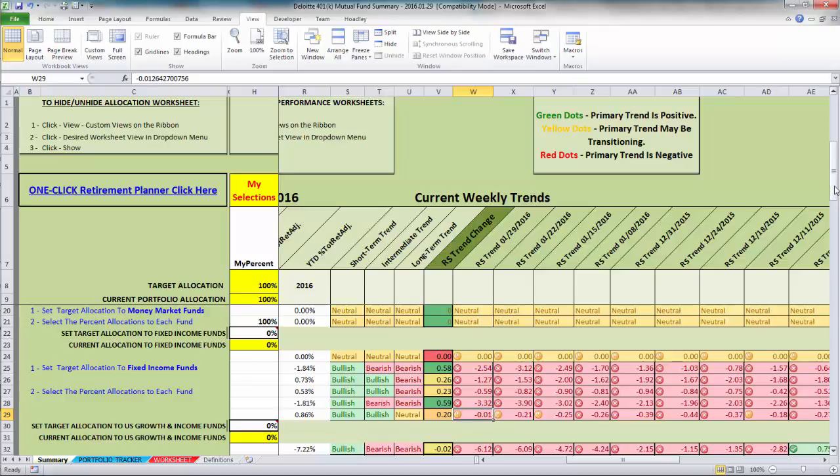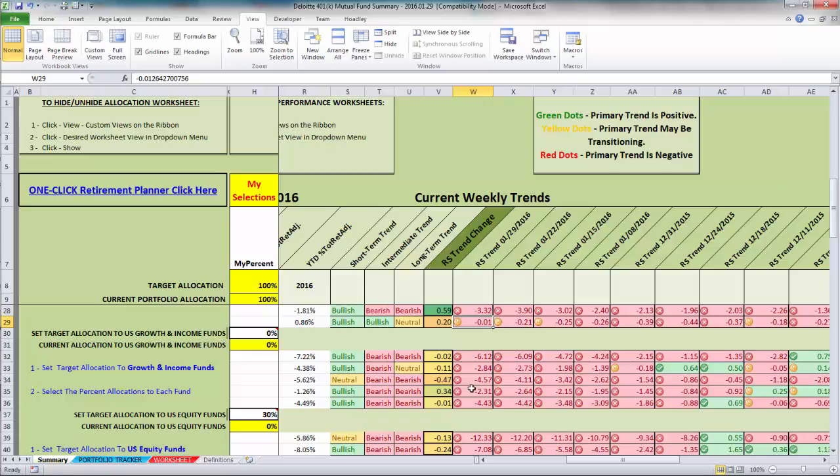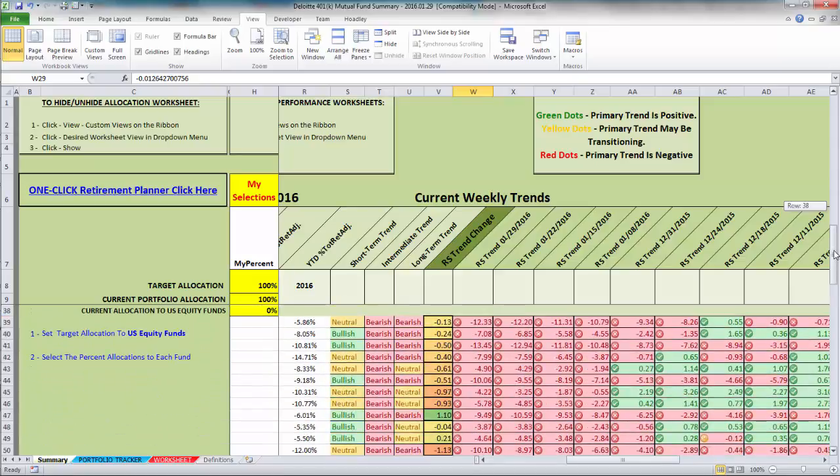We can use these to get ready to make the transition from either bullish to bearish, bearish to bullish, and ready to move. Our growth in income, we are seeing lots of red still, and we're seeing red in the long-term trend, so we're going to be staying clear of that. Our U.S. equity funds are still showing lots of red.